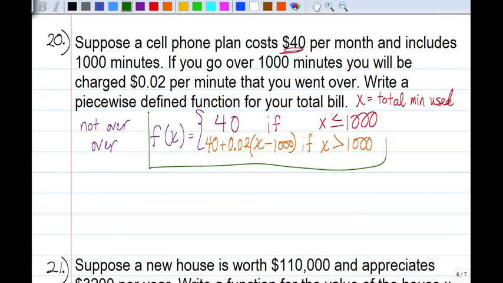All right, so that would be the function right there. And that was all that they asked us to do on that question.